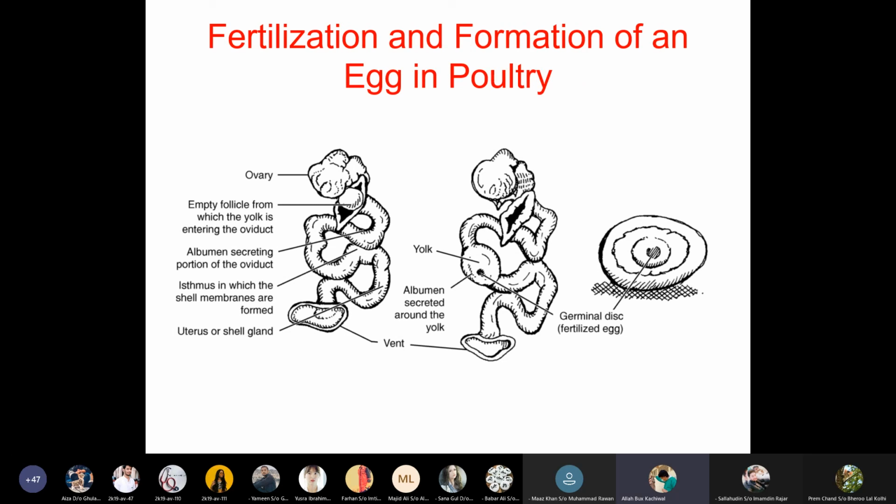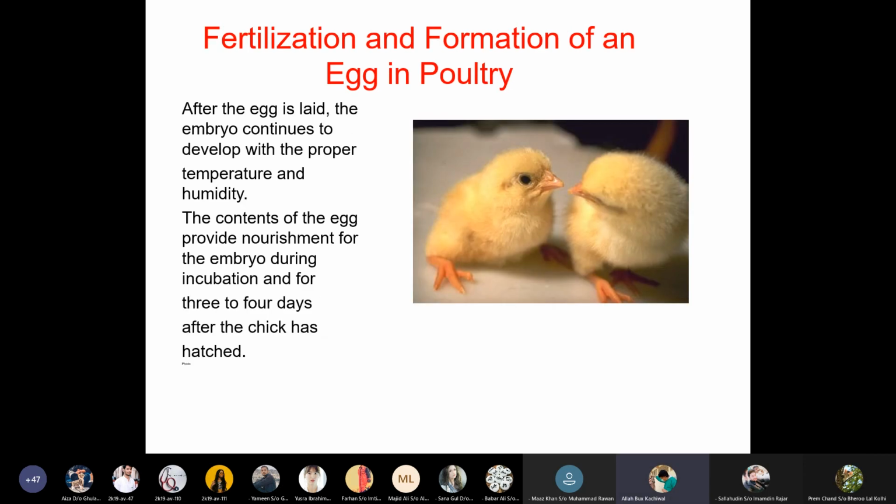This is the fertilization and formation of an egg in poultry: the ovary, the empty follicle from which the yolk is released, entering the oviduct, the albumin secreting portion of the oviduct, the isthmus in which the shell membranes are formed, and the uterus or shell gland. So this is the yolk and the albumin secreted around the yolk, and the germinal disc or fertilized egg.